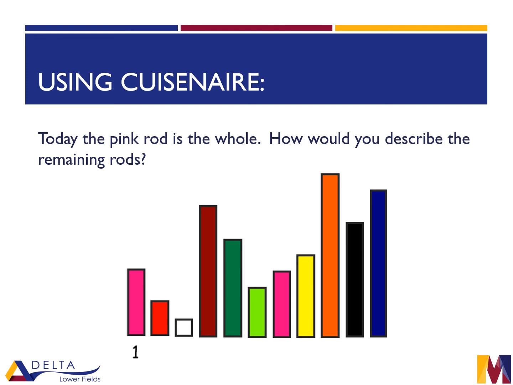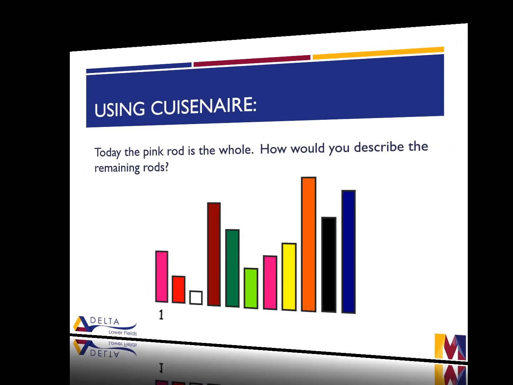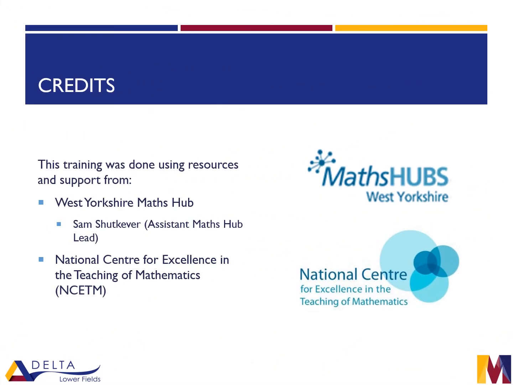I think that's a fantastic activity. Dead simple, it could be something you just start your lesson with. Your pink rod is a whole. What's the red one? Well, the red one's a half. What about the white one? Well, the white one's a quarter. What about the light green? 2/3 perhaps, and obviously this will depend on their understanding of Cuisenaire and how they relate to each other. It's a great activity to start to develop that understanding and might lead into our next session.